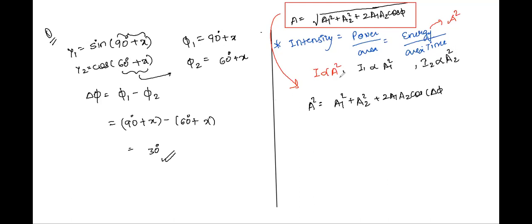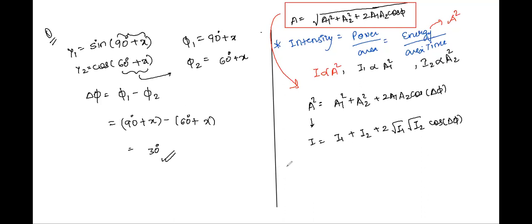Now let us replace all the A square terms by I terms. Tell me what you'll get here. Instead of A square we'll have I, so I equals I1 plus I2 plus 2 under root I1 under root I2 into cos delta phi. Are you clear with this? Okay.